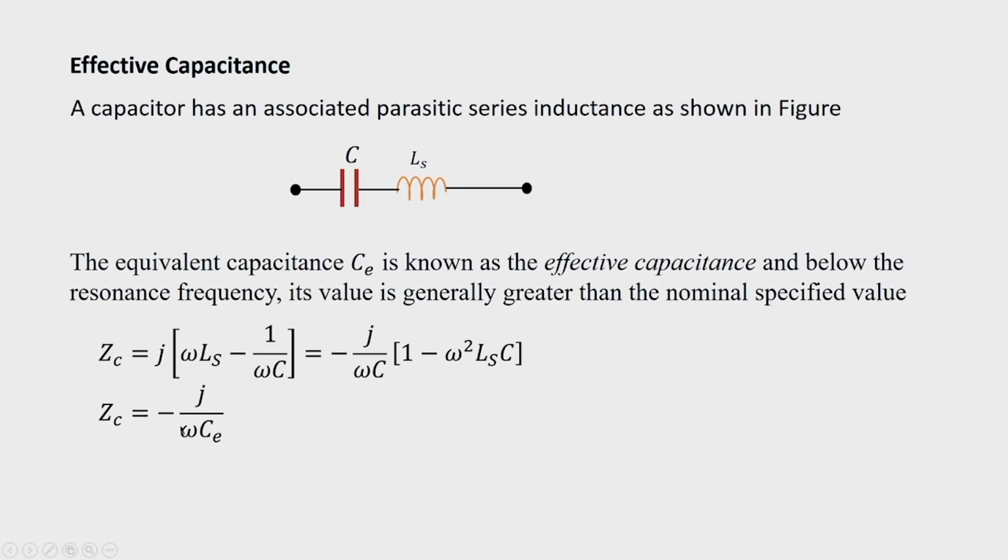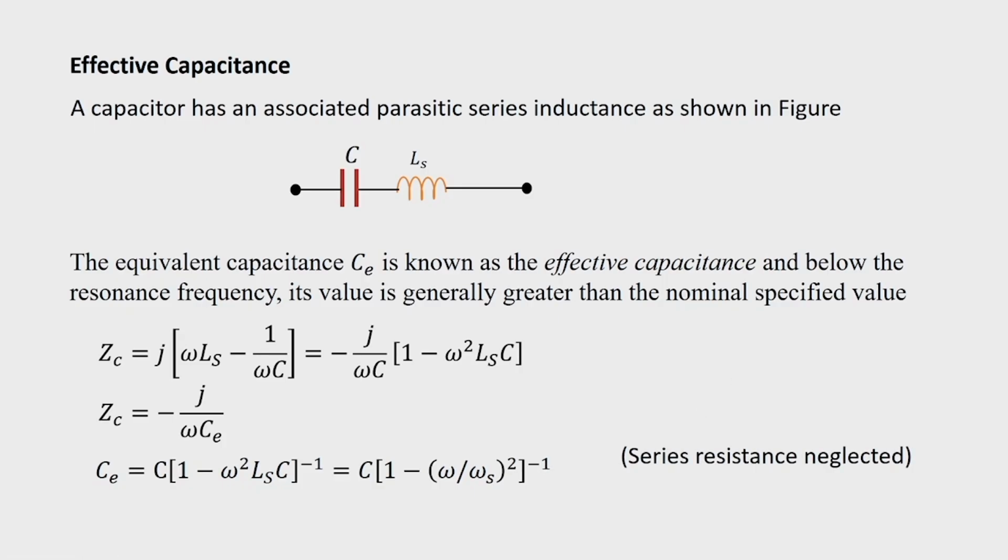and essentially Zc can be written as minus j by omega Ce, where this Ce is C divided by 1 minus omega square Ls into C, and Ls C can be written as 1 by omega s square, where omega s is the resonant frequency, and therefore Ce can be written as C into 1 minus omega by omega s square raised to the power minus 1.